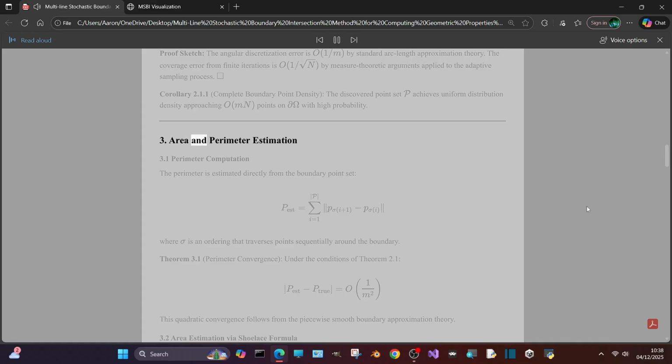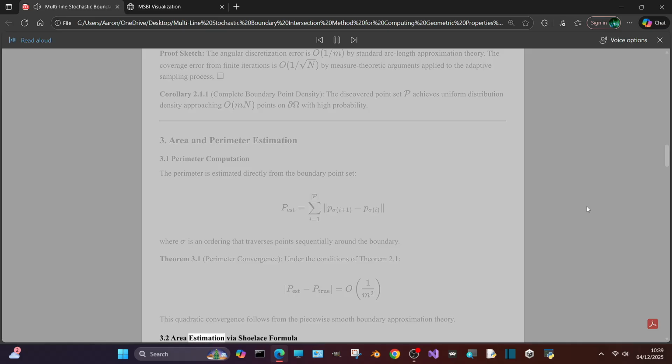3. Area and perimeter estimation. 3.1 Perimeter computation. The perimeter is estimated directly from the boundary point set, with an ordering that traverses points sequentially around the boundary. Theorem 3.1, perimeter convergence under the conditions of Theorem 2.1. This quadratic convergence follows from the piecewise smooth boundary approximation theory.